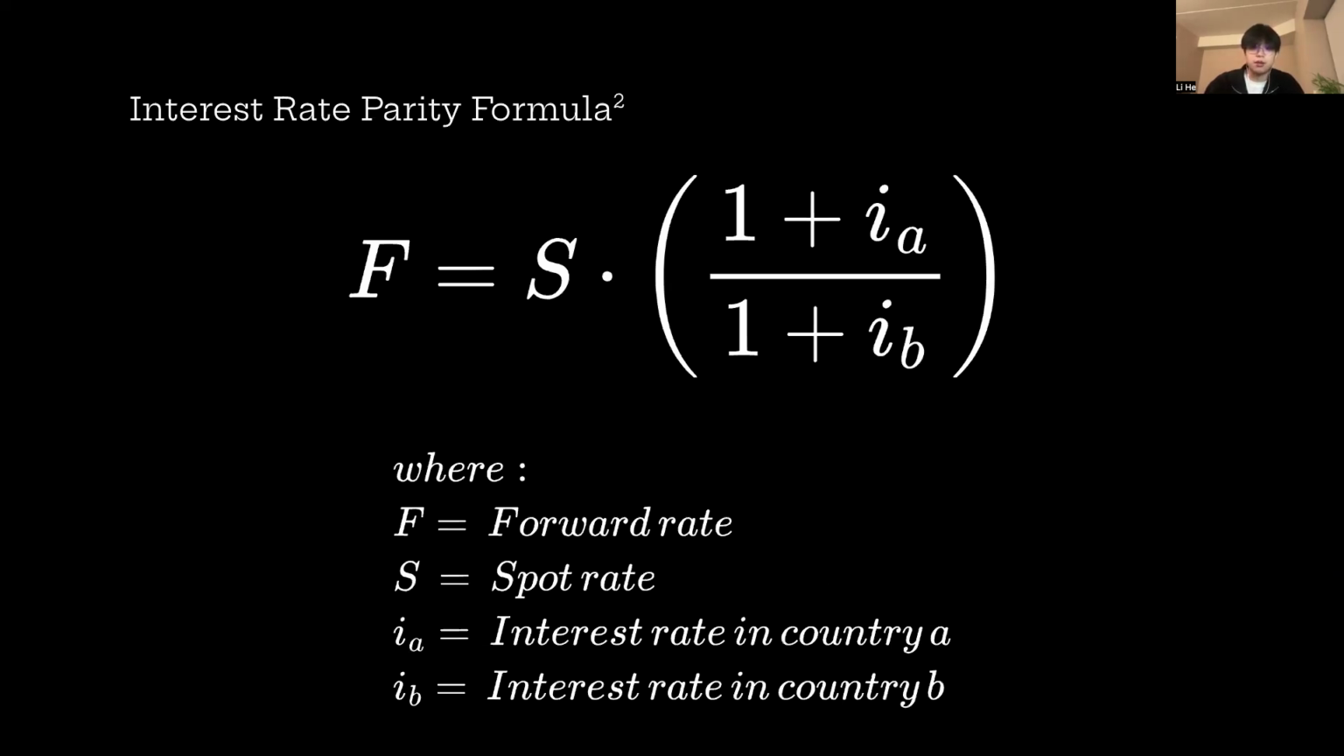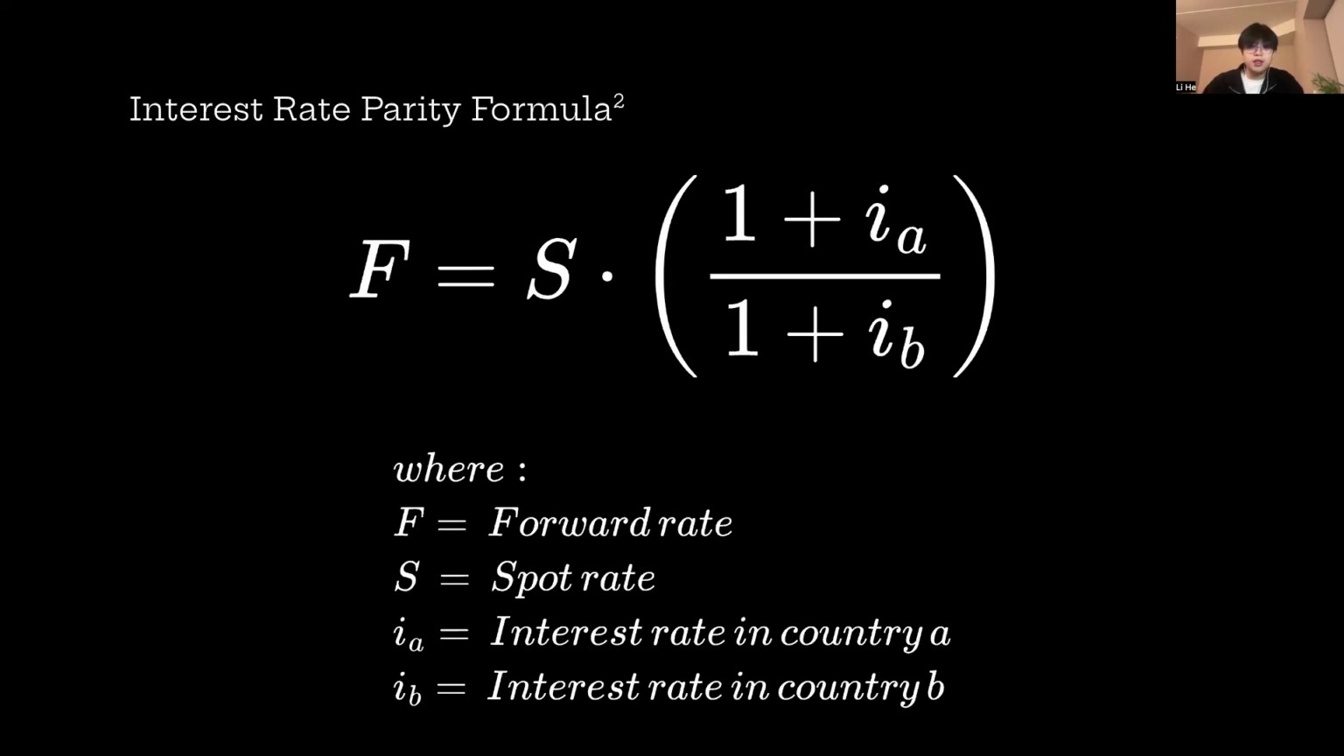Now, let's examine the interest rate parity formula, where F is the forward exchange rate, S is the spot exchange rate, IA is the interest rate of country A, or the price currency interest rate, as it is the currency of the country being exchanged for. And lastly, IB is the interest rate of country B, or the base currency interest rate, as it is the currency of the country which you started out with.